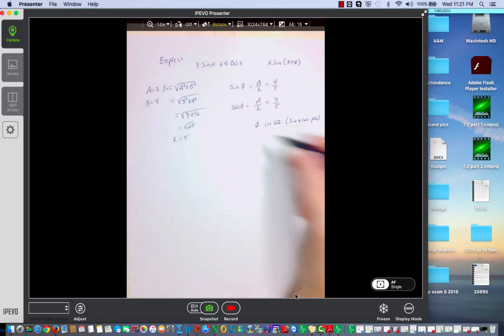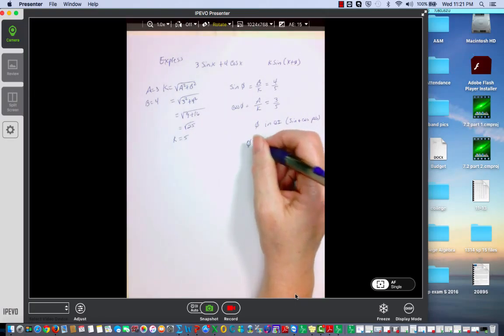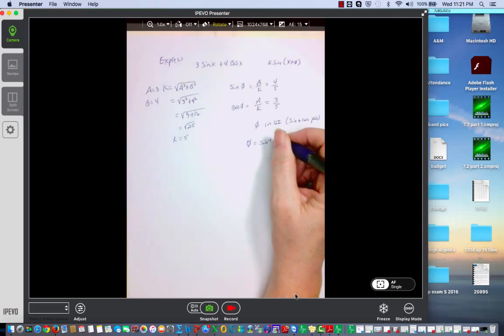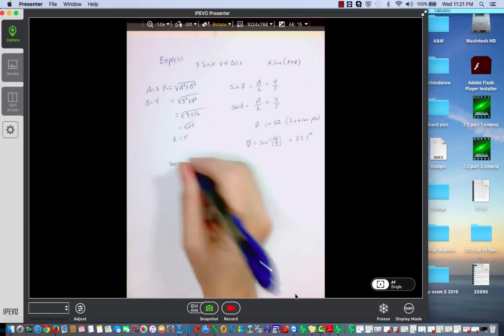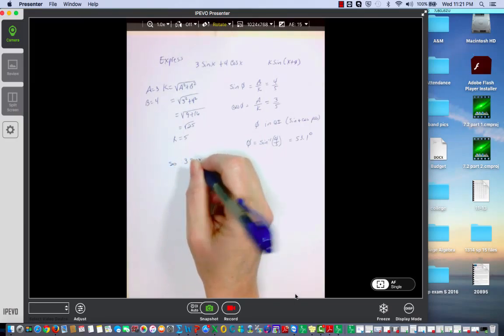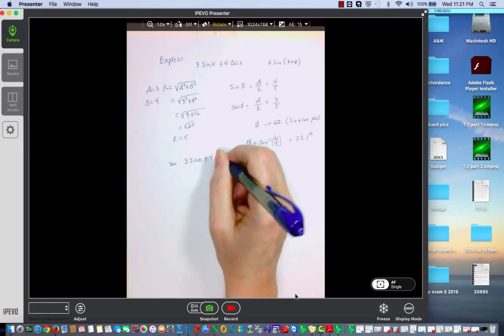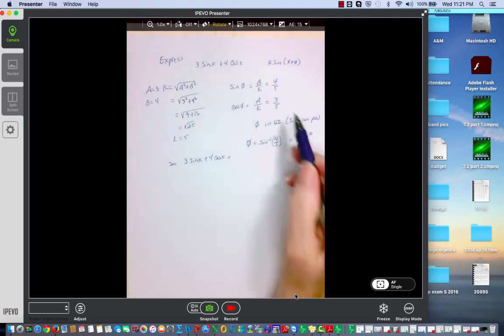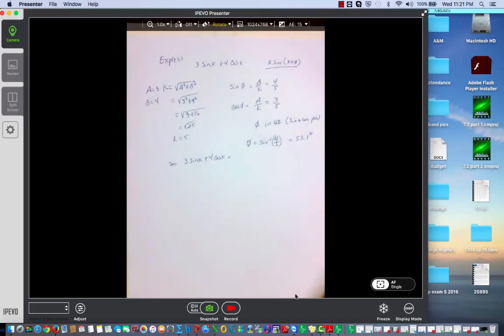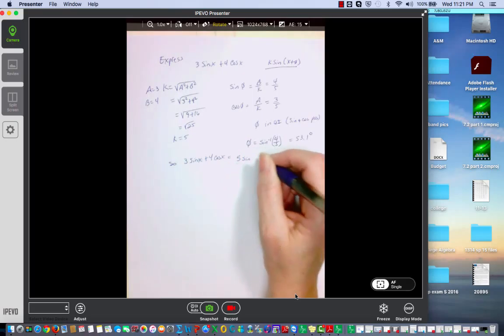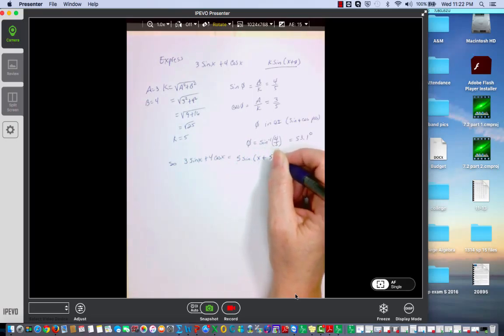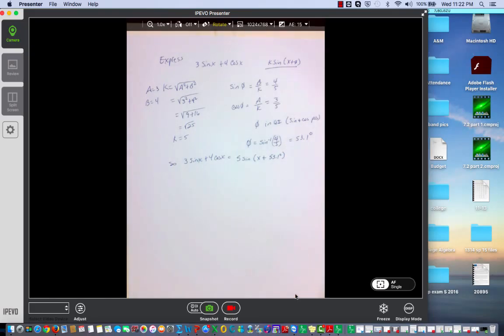If we want to find the value of phi, phi would be equal to the sine inverse of 4/5, because that's our sine value. And that, if you plug it in your calculator, will get you 53.1 degrees. So we could say that 3 times sine x plus 4 times cosine x will be equal to, putting it in our form here of k times sine of x plus phi, 5 times sine of x plus 53.1 degrees. Okay.